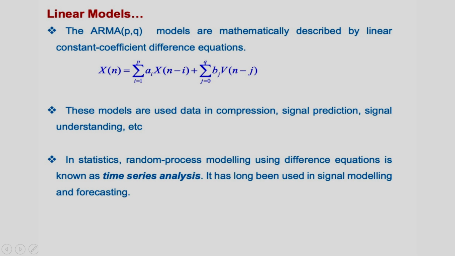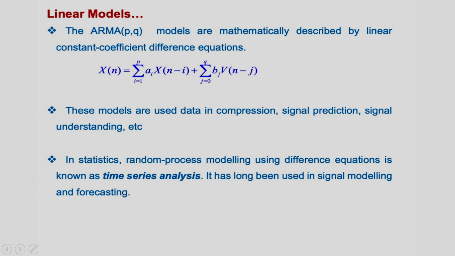p is the order of the autoregressive part, and q tells about the moving average part. These models are very useful. They are used in data compression and signal prediction. One of the very important uses of this type of model is forecasting or prediction, signal understanding, etc.